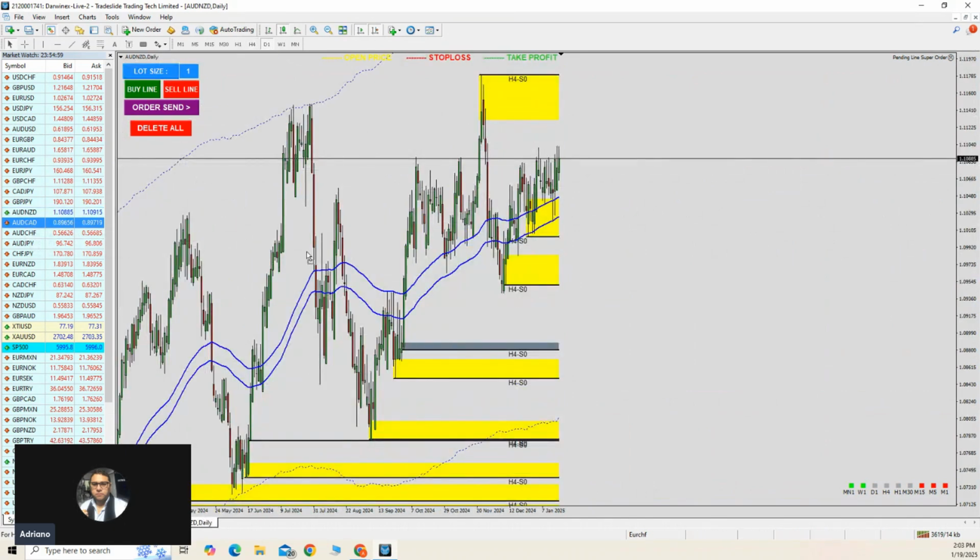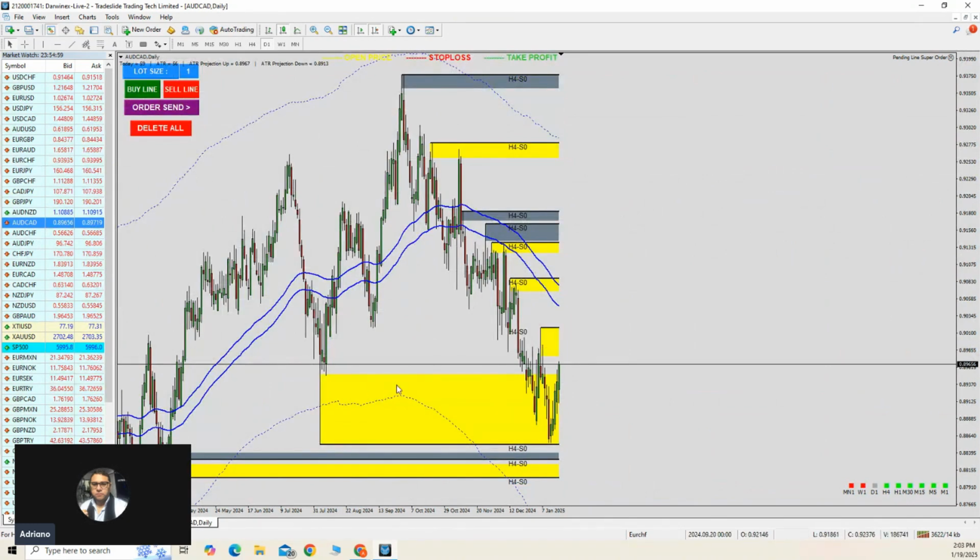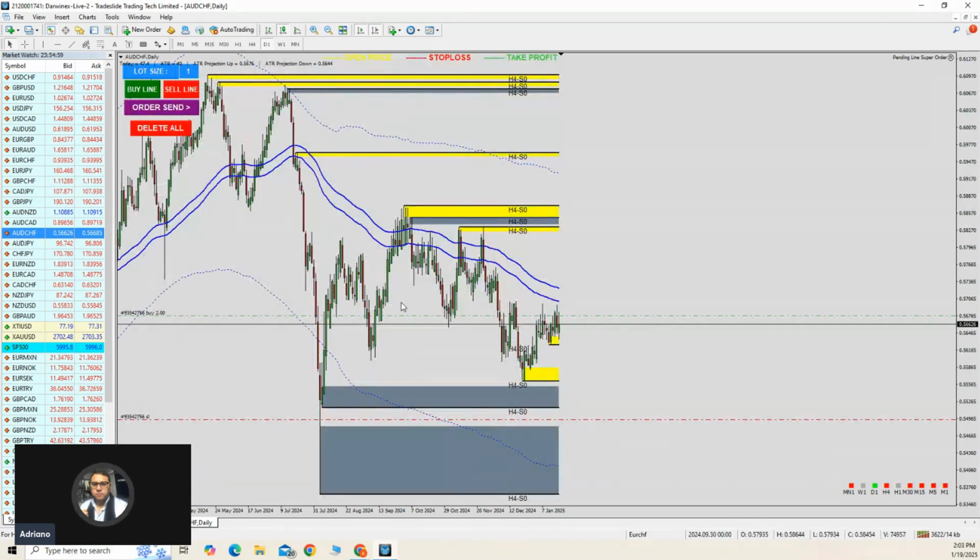AUD CAD. So you have this demand zone, the market came, almost got stopped out, and then shot up. Full supply, market dropped, came, tested the zone, and dropped again. AUD CHF. So this zone worked pretty good. This one, and the market came close to getting inside of the zone. It didn't enter into the zone.